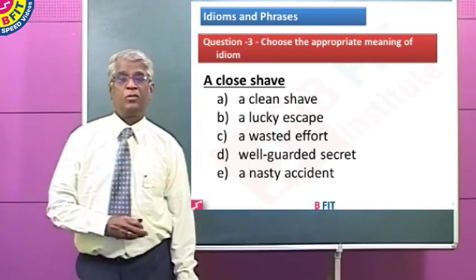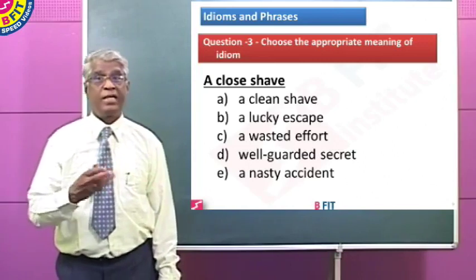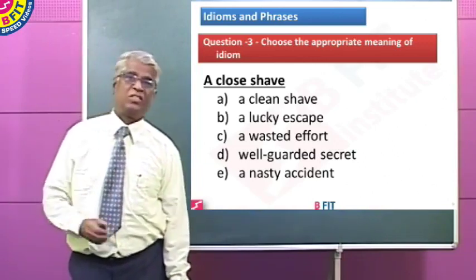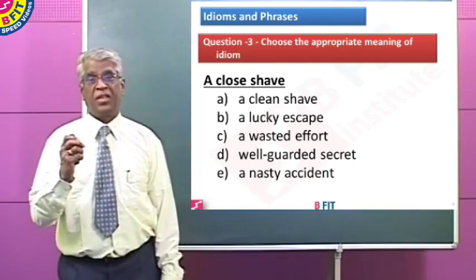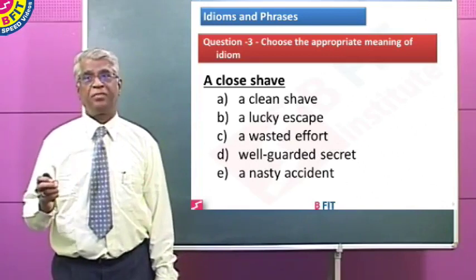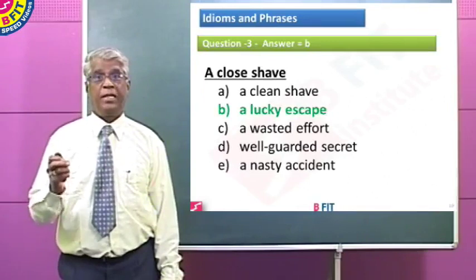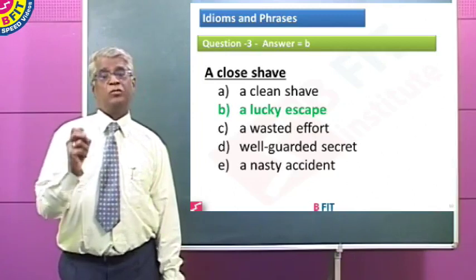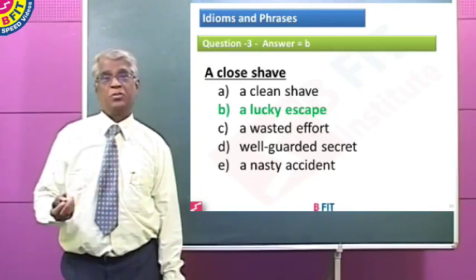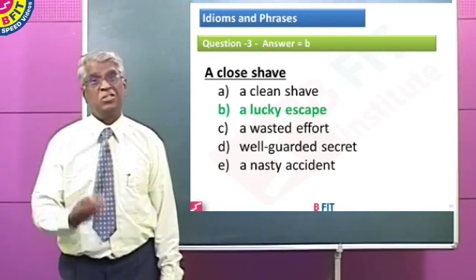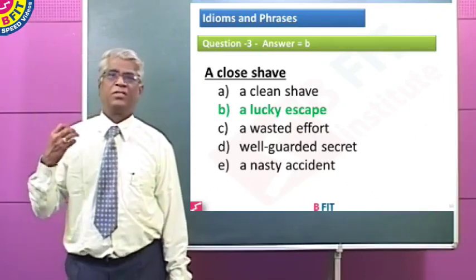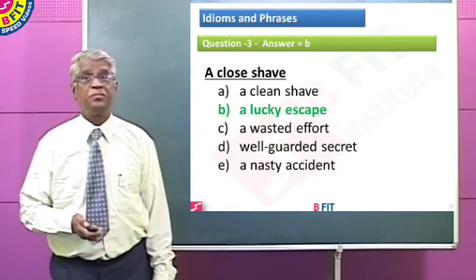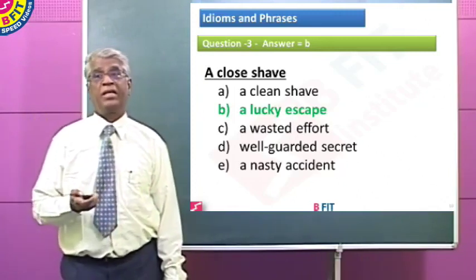Now the options out of these 5: a clean shave, a lucky escape, a wasted effort, a well-guarded secret, a nasty accident. Now the correct option here therefore is B, a lucky escape. A lucky escape in the sense of a lucky and unexpected escape. You were sure not to escape, you were sure to have been defeated or put into trouble, but somehow by providence you managed to escape that. That is what we call a close shave. A close shave therefore means a lucky escape.